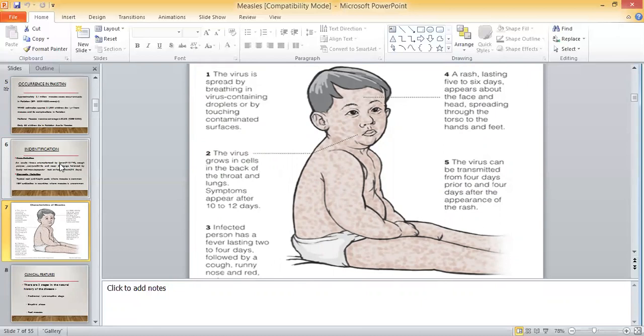An infected person has a fever lasting 2 to 4 days, followed by cough, runny nose, and red eyes. This especially occurs in the prodromal stage of measles. A rash lasting 5 to 6 days appears on the face and head and spreads through the torso to the hands and feet. Lastly, the virus can be transmitted from 4 days prior to 4 days after the appearance of the rash. Later on, when we see a diagram, we can easily understand the stages and how it gradually moves to the body extremities.